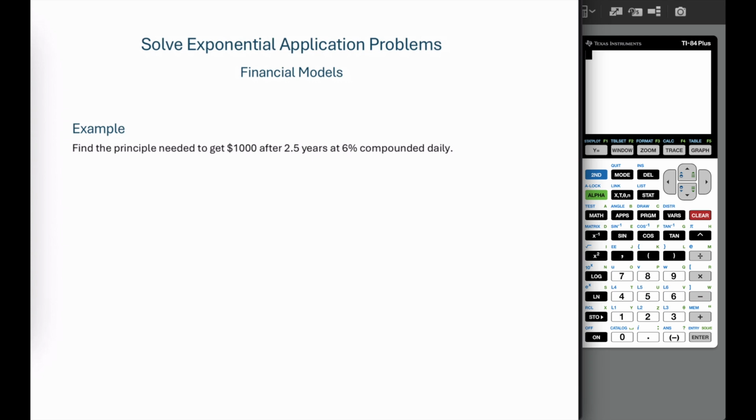Find the principal needed to get $1,000 after 2.5 years at 6% compounded daily. Because we're compounding daily, we're going to use the compound interest formula, A equals P times (1 plus r over n), all raised to the nt power. This time we're being asked to find the initial principal, so when we plug into our formula, the P is going to remain a variable, our unknown quantity.